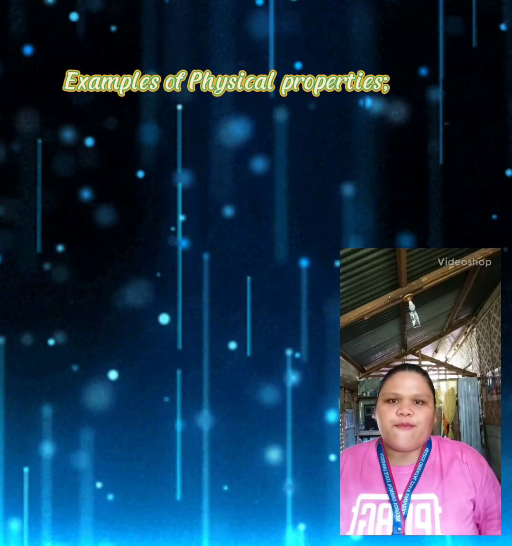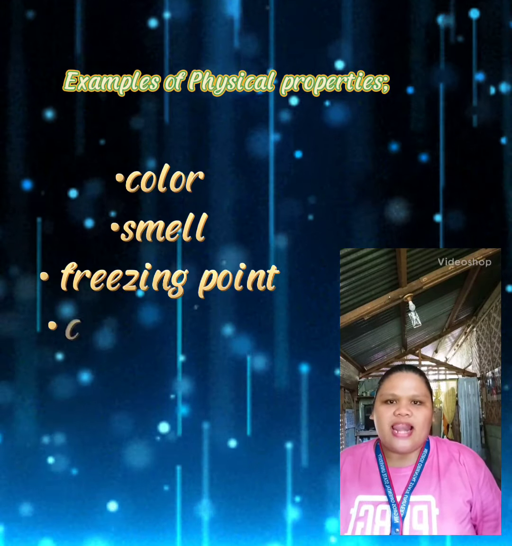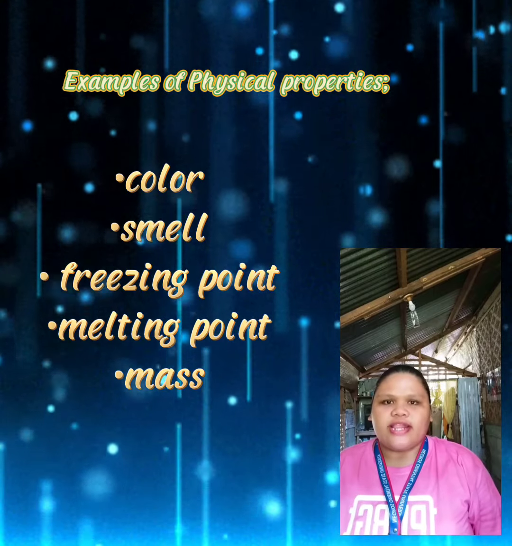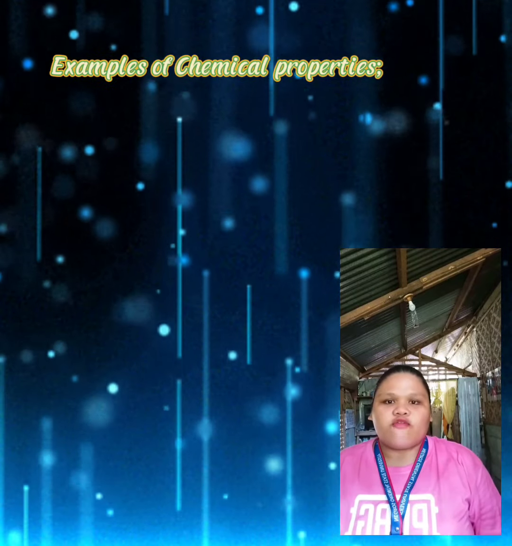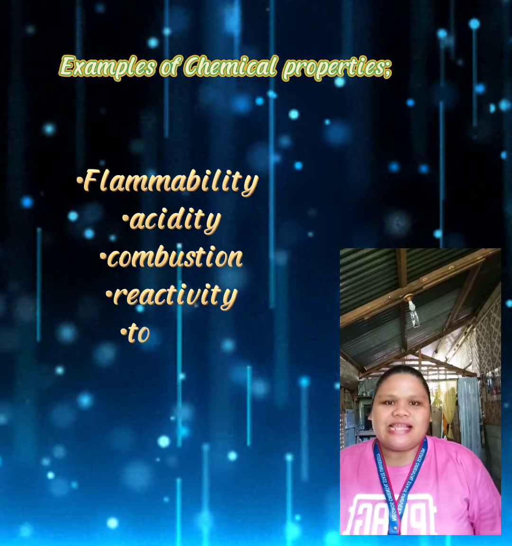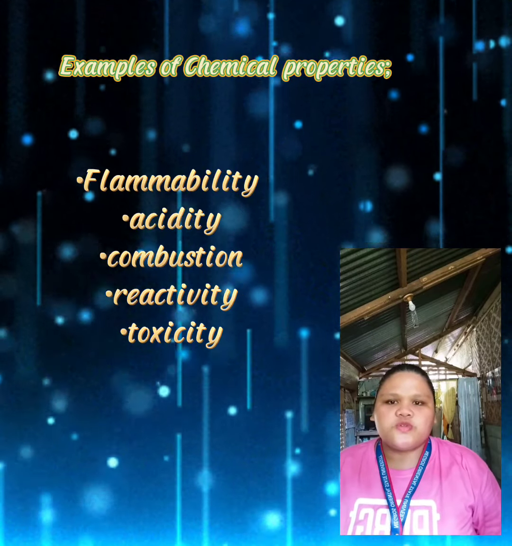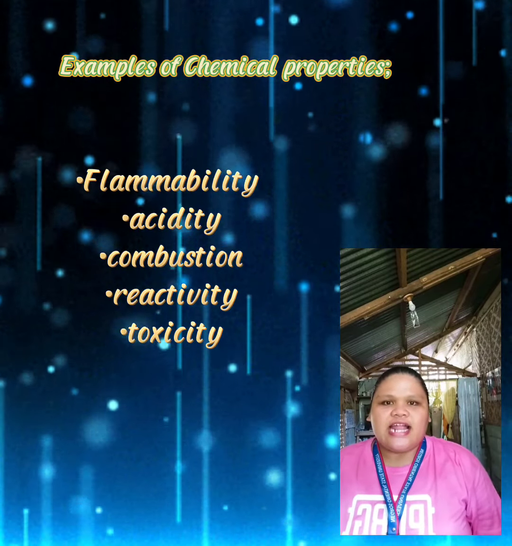Examples of physical properties: color, smell, freezing point, melting point, and mass. Examples of chemical properties: flammability, acidity, combustion, reactivity, and toxicity.